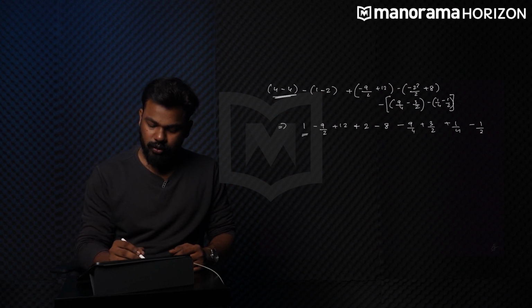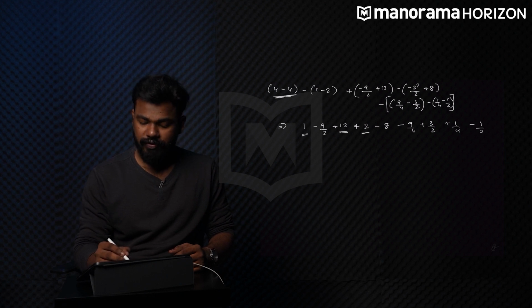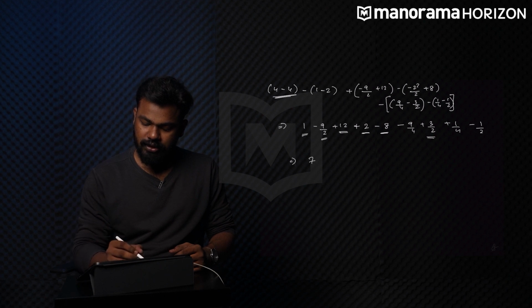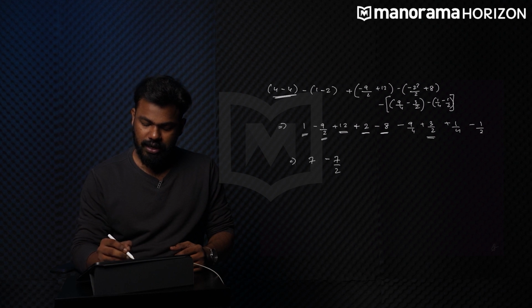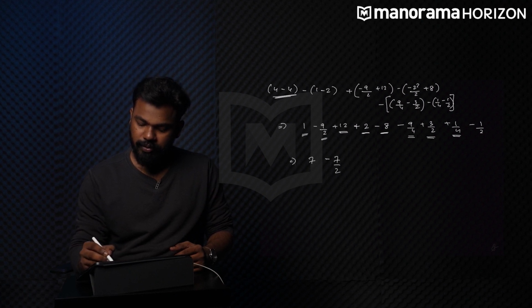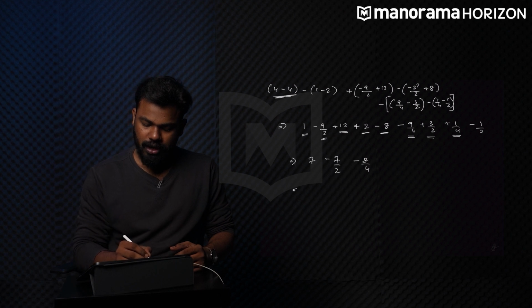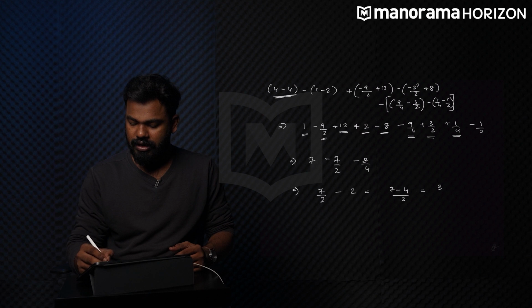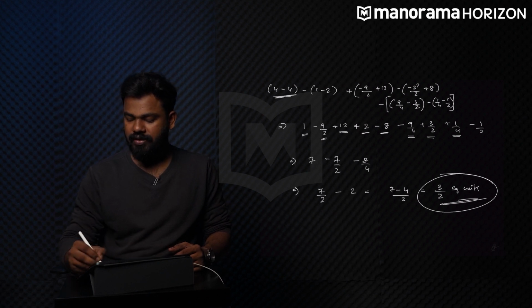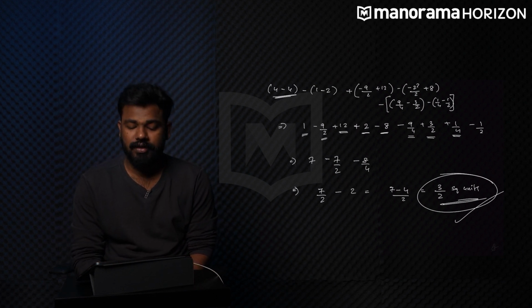And now you have over here 1 plus 12, 13, 13 plus 2, 15, 15 minus 8 is 7. So 7 minus 9 by 2 plus 3 by 2 is minus 6 by 2. Minus 6 by 2 minus 1 by 2 is minus 7 by 2. And then you have minus 9 by 4 plus 1 by 4, that is minus 8 by 4. So you have 7 minus 7 by 2, that is 7 by 2, minus 8 by 4, that is 2. So 7 by 2 minus 2, that is 7 minus 4 by 2, or that gives us 3 by 2 square units. So this gives us the entire area of our triangle.